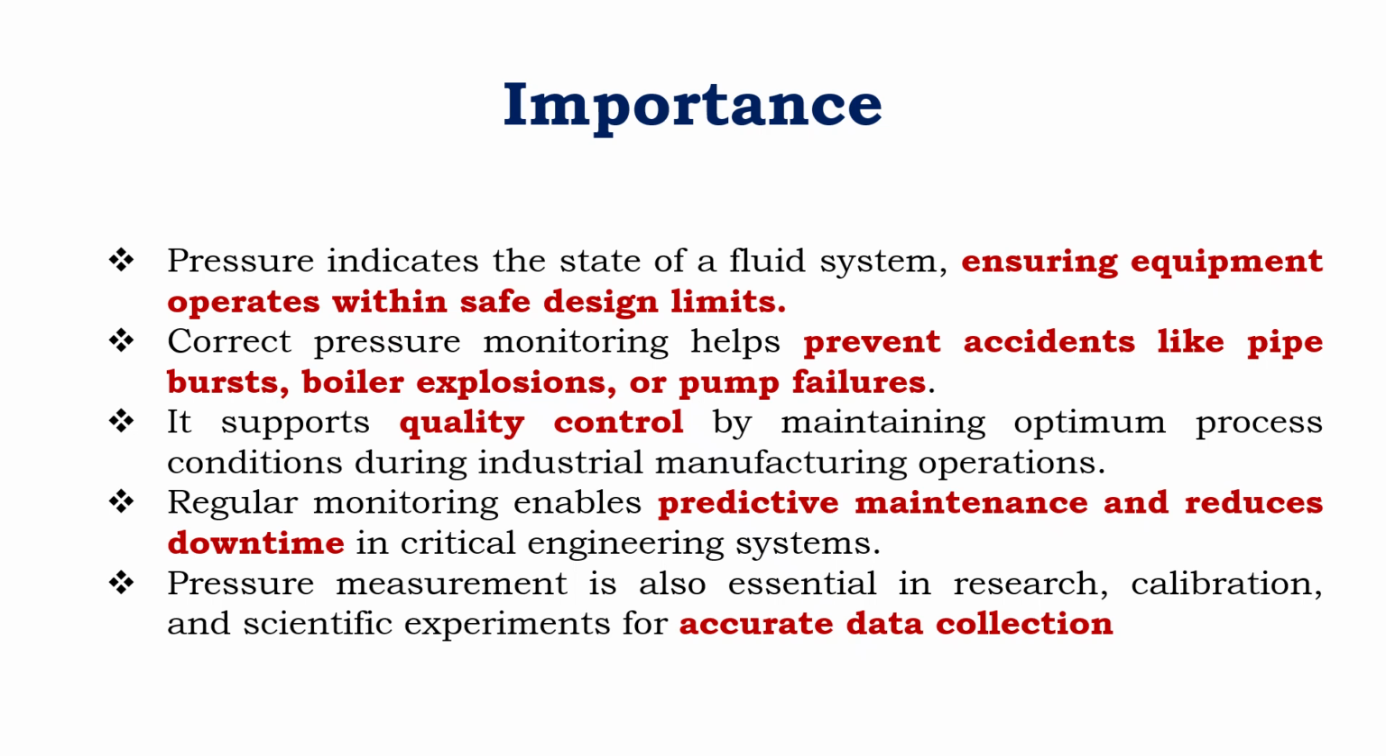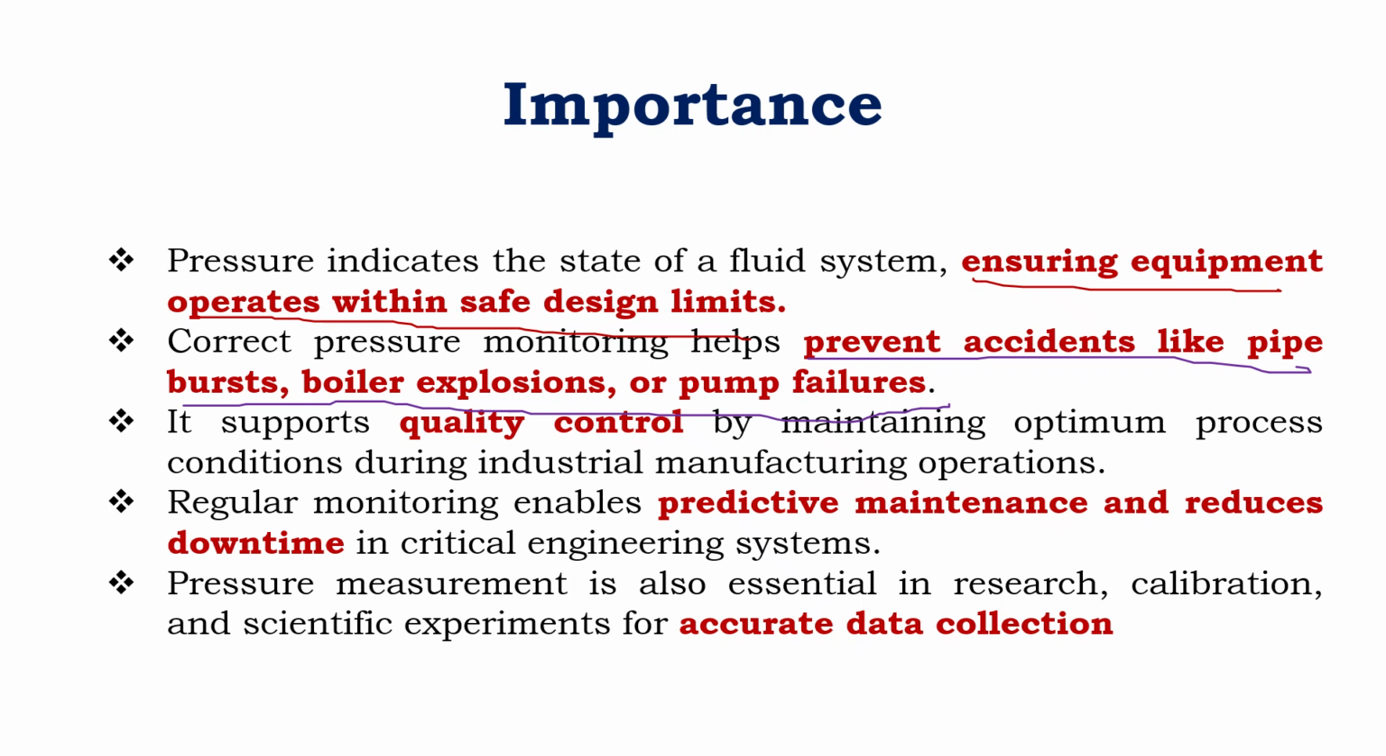It ensures equipment operates within safe design limits and prevents accidents like pipe bursts, boiler explosions, and pump failures. We have seen many boiler explosions because the boiler cannot withstand that amount of pressure. If we know how much pressure is inside the boiler, we can control it by releasing the pressure. If the pressure gauge is not working properly, we don't get the correct value.